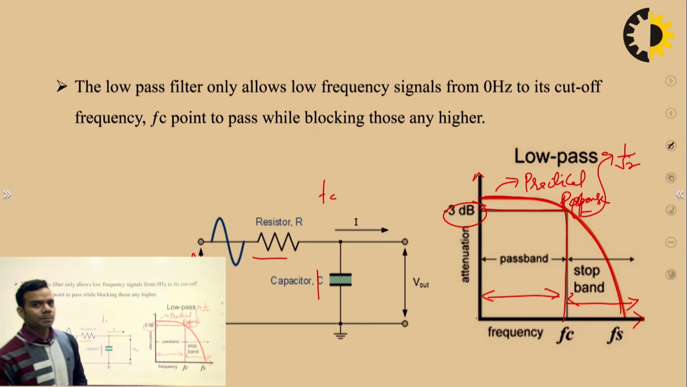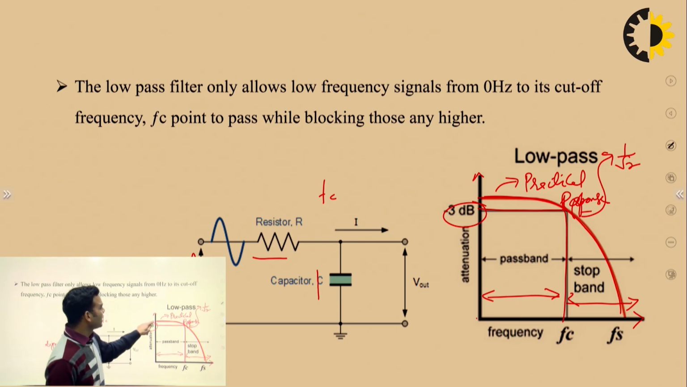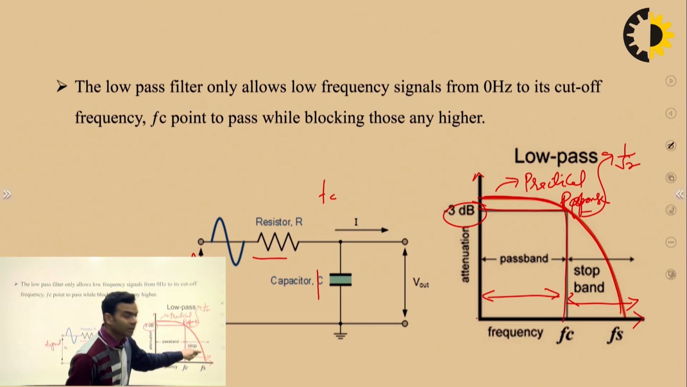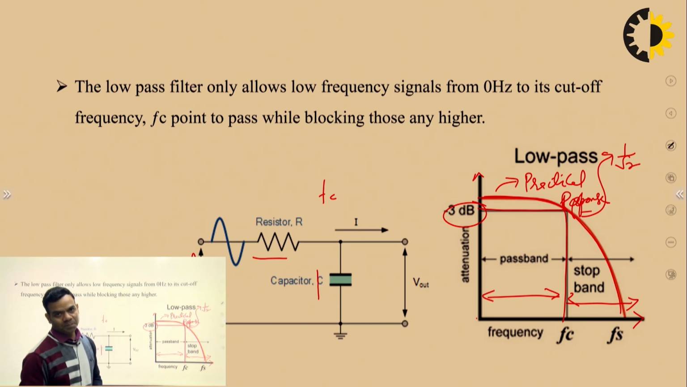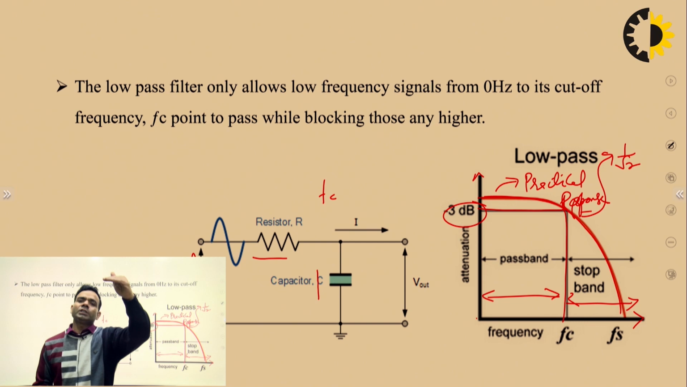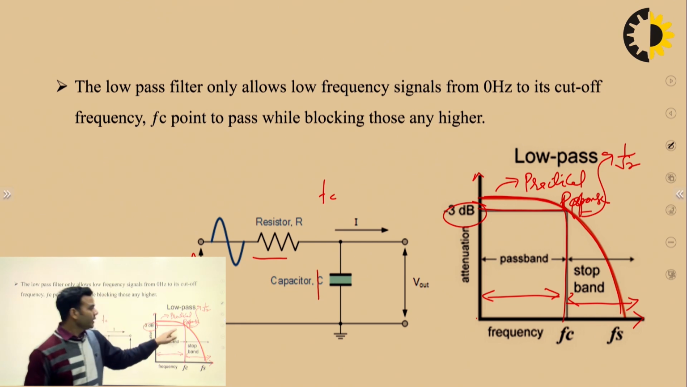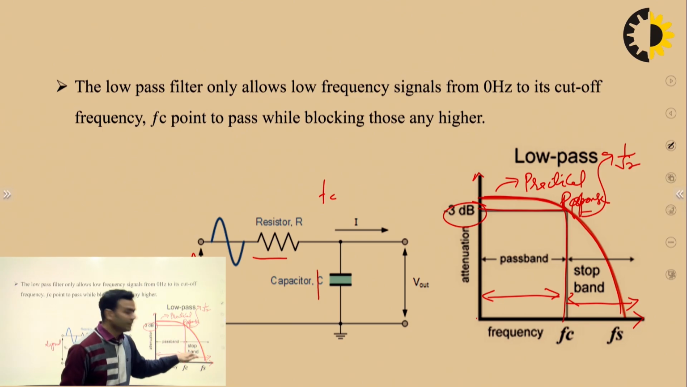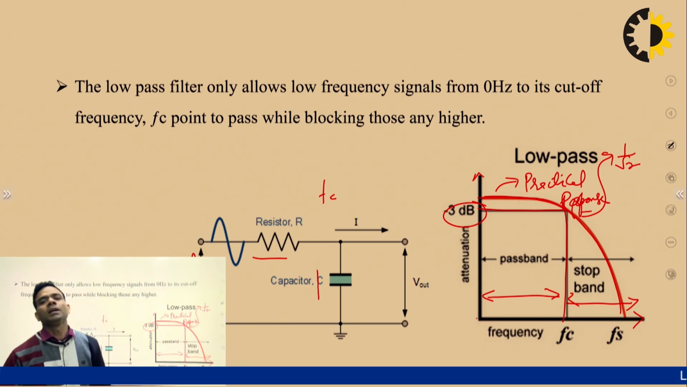Practically what happens is that the gain decreases slowly with respect to frequency. So at the cutoff frequency, practically the gain reduces to 1 by root 2 times of the maximum gain, and after that the gain keeps decreasing. This is what happens in the case of a filter.